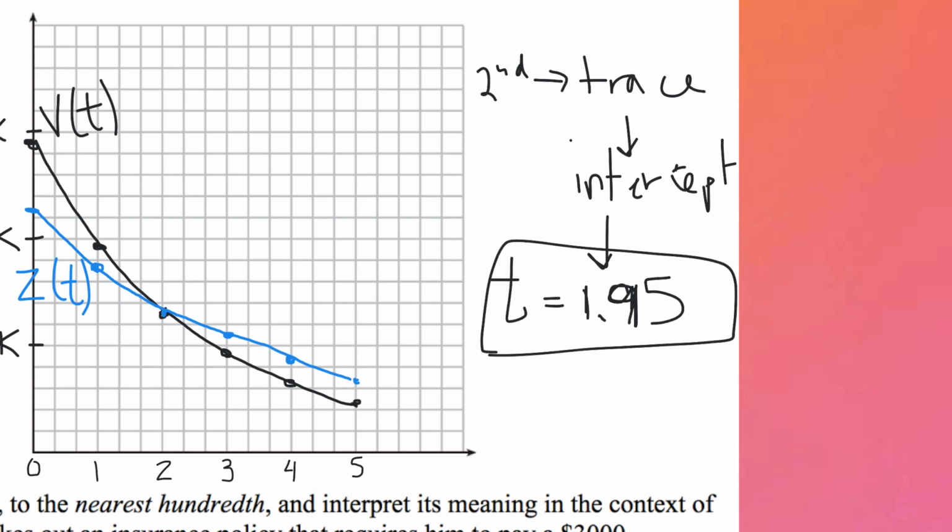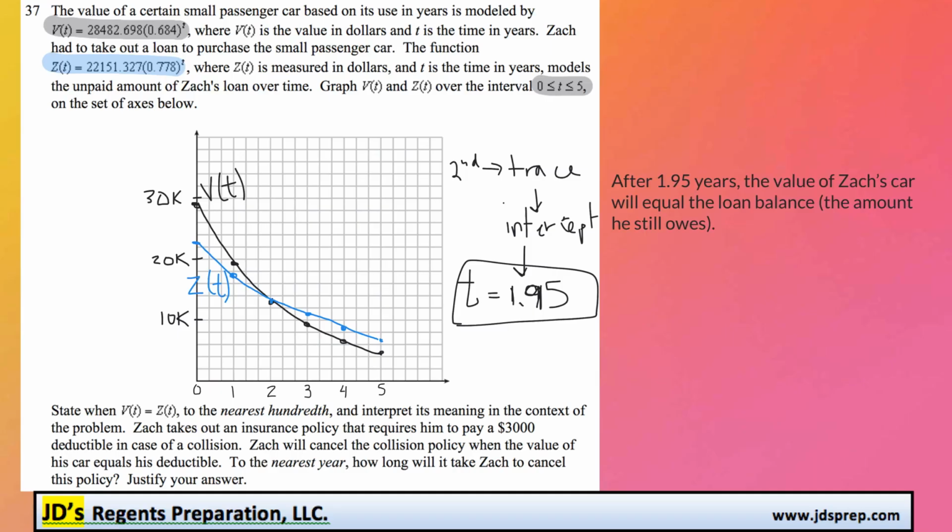In the context of this situation, that means after 1.95 years, the value of the car is going to equal the amount that Zach owes. So the value of the car equals the loan balance. So you can see my written explanation there. After 1.95 years, the value of Zach's car will equal the loan balance, or the amount that he still owes.